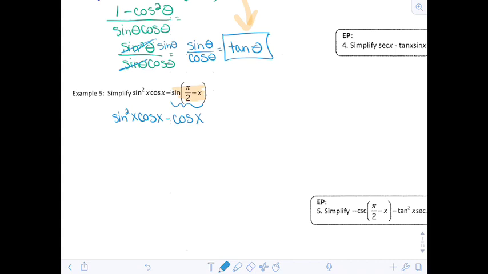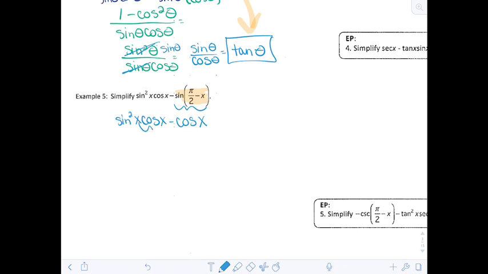So I want to simplify this. Well, in each term, I have a cosine of x, so I'm actually going to factor it out. Even though this is trig, these are going to be very algebra intensive. You have to know a lot of algebra rules, what you can and can't do. So if I factor out a cosine of x, I'd be left with sine squared x minus 1. Now, this sine squared of x minus 1 looks super familiar, but you've got to go back and double check. With subtraction, order matters.